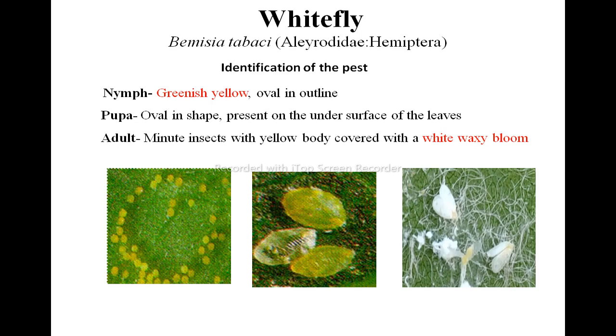First, how can we identify the whitefly on cotton? First, I will tell about the nymph. In the first picture, you can see the greenish yellow nymphs and pupa. In the second picture, you can see the pupa. Pupa is oval in shape and it is present only on the under surface of the leaves. Third one is the adult. It is also a minute insect. Its body is yellow in color but it is covered with white waxy bloom.